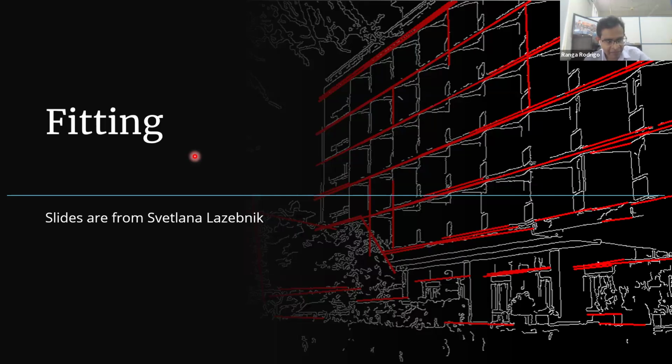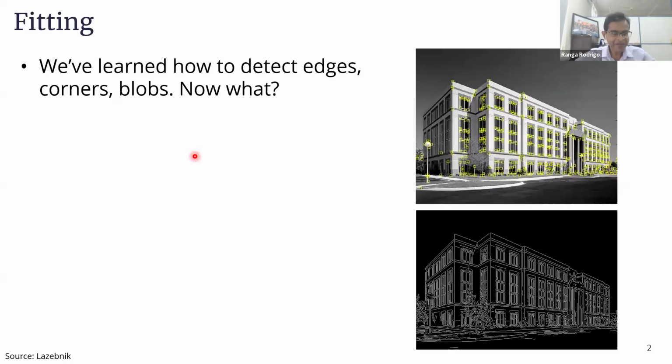And we will realize some problems due to outliers in line fitting. To reduce those, we will learn a technique called RANSAC. It's a very, very powerful technique. So this is the plan for this lesson, and I have uploaded all the code. Okay, so we learned how to detect edges, corners, and blobs, and now what?